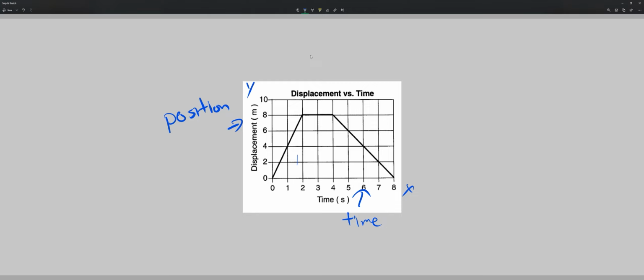So essentially what this graph is saying is, at a time of 0 seconds, I'm at a position of 0 meters. At a time of 1 second, I'm at a position of 4 meters. And at 2 seconds, I'm now at a position of 8 meters. And that's what this graph is saying. From 1 to 2 seconds, I end up at 8 meters. And that's a position time graph.